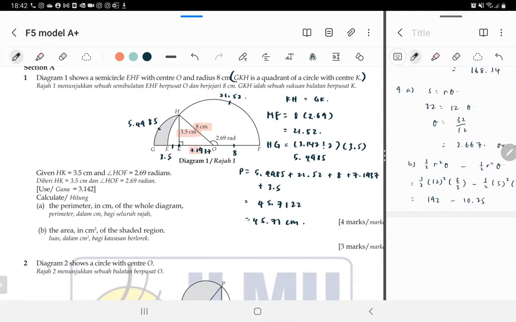Okay. Next part, the shaded region. The rest of you okay, right? Let me know if you get confused, yeah? Yes.